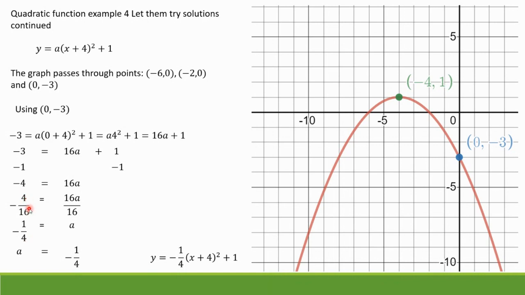You could leave it as -4 over 16. As I said just before, you don't have to reduce your fractions. That is, you don't have to write them in lowest terms. You could, but you don't have to. And we get a equals -1 over 4. So altogether, we get this, as you can see.